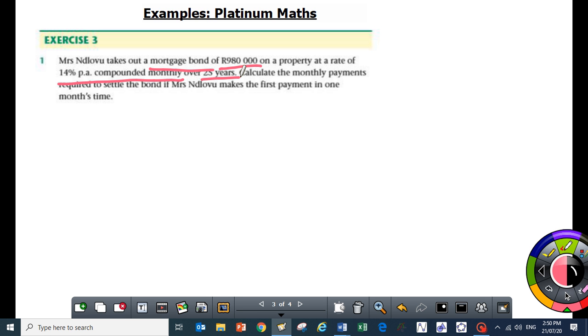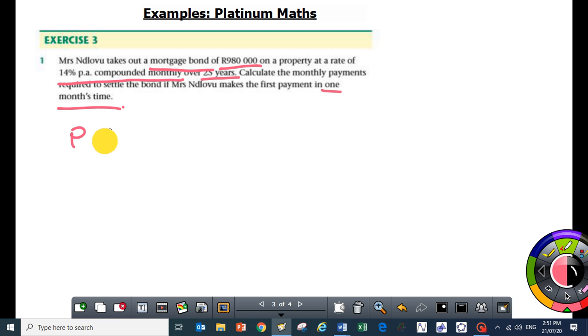Calculate the monthly payments required to settle the bond if Mrs. Ngobu makes the first payment in 1 month's time. Usually, the first payment has to be made in 1 month's time, in most cases. It cannot be made at T0. That's very important for you to know. It's very easy to make that mistake of including T0 for present value. Please don't do that. T0 can only be included if you are dealing with future value where you've got an investment or a saving taking place. So we want the monthly repayment, so that's X.